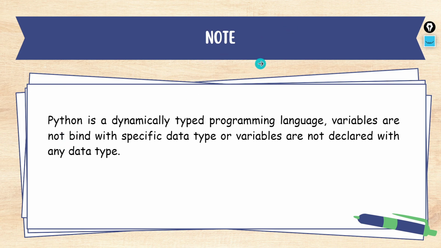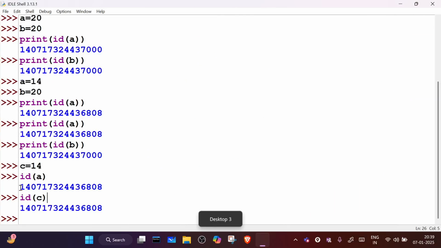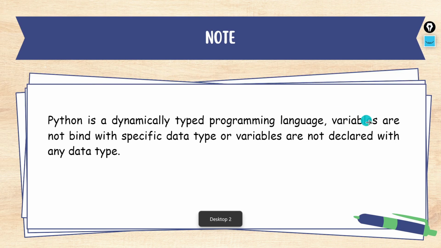Okay, so there is one note. Python is a dynamically typed programming language. Variables are not bound to a specific data type. See, this a and this b are variables. You can assign any value; it is not restricted to integer. It is not like you will assign only an integer, but after an integer you can assign a different type of data in it. So we can say it is not bound to the type of the variable.